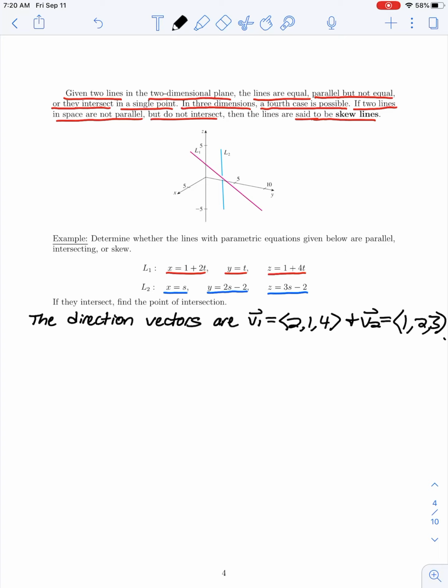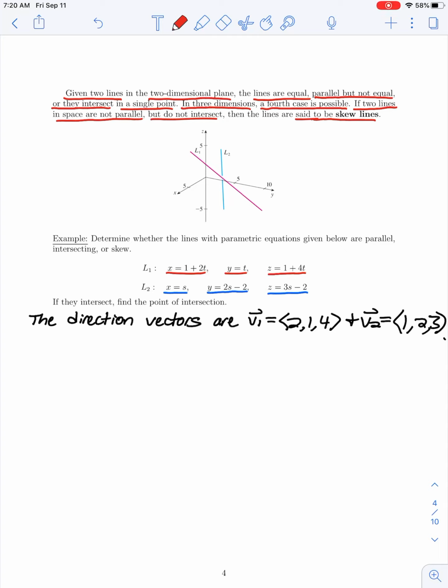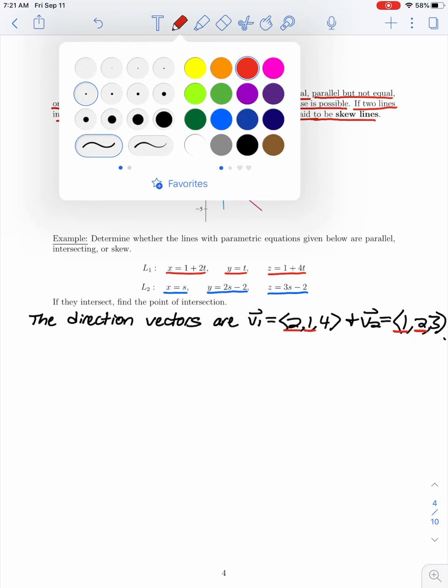So we can see here that these 2 direction vectors are not parallel. In order for these vectors to be parallel, one would have to be a scalar multiple of the other. So comparing their first components, if I went from 1 to 2, I would have to multiply the vector v2 by a scalar 2. But if I take the second component and multiply by 2, I do not get the second component of v1.